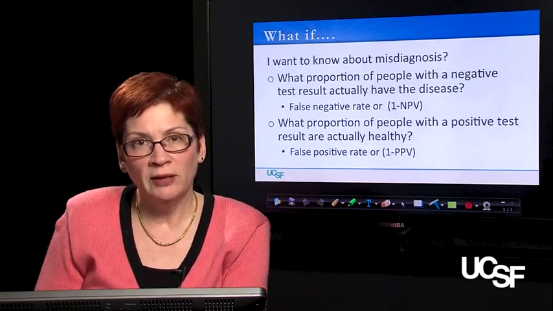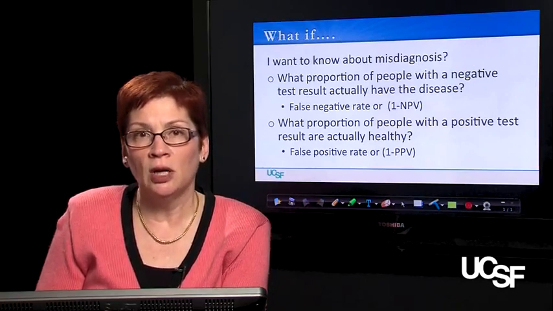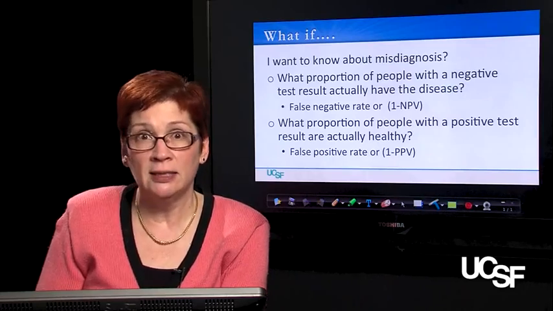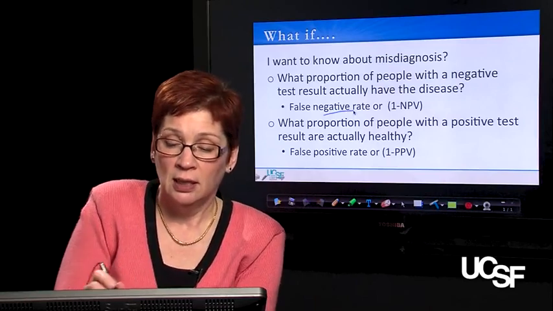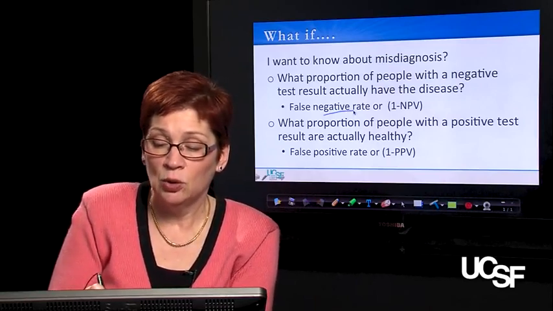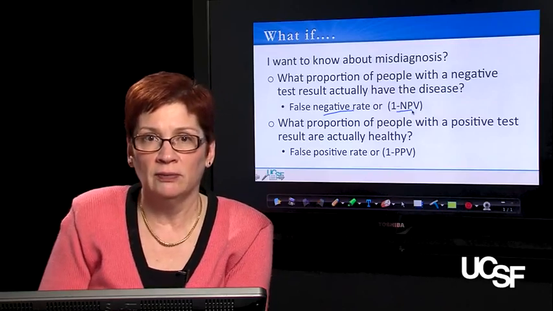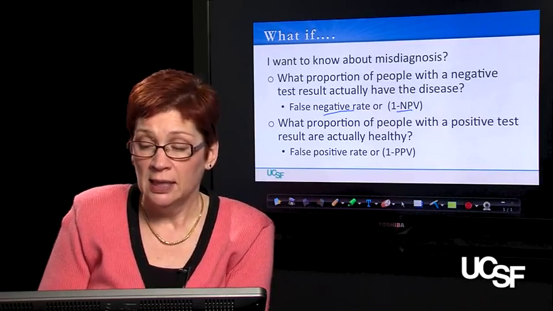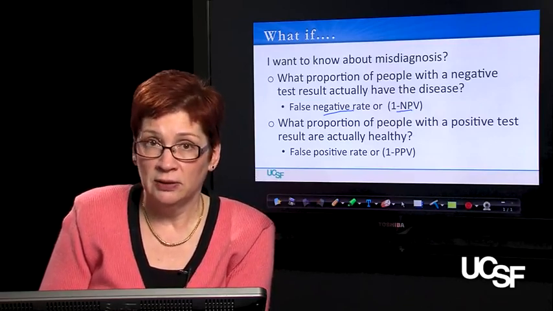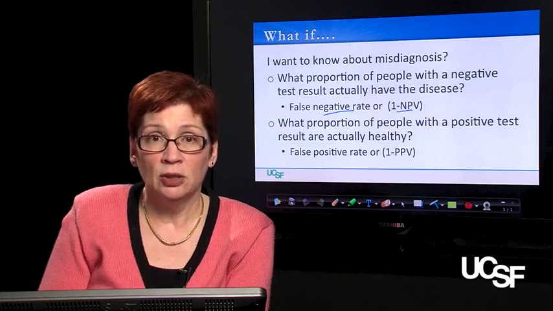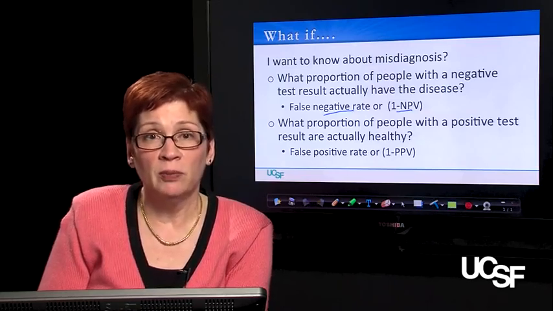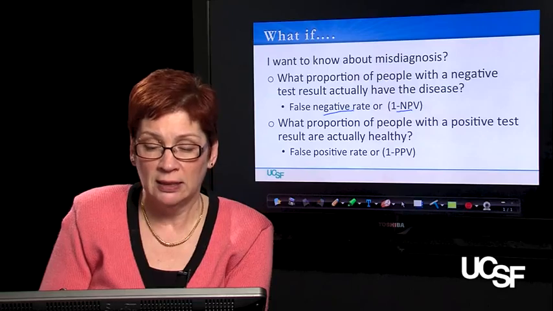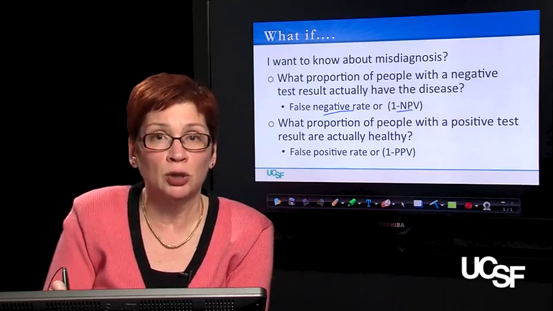So what if you want to know about that misdiagnosis? What if you want to know what proportion of people who have a negative test actually still have the disease? That's the false negative rate. And mathematically, that is equal to 1 minus the negative predictive value. The other misdiagnosis you might get from a test is a false positive test. And that would answer the question of what proportion of people with a positive test result are actually healthy. So they're falsely accused of having the disease, whereas these people are falsely assured that they're healthy.